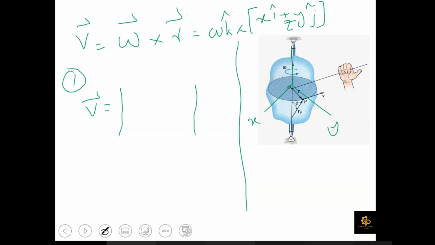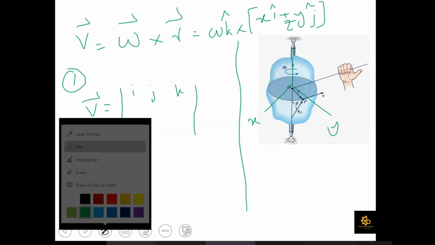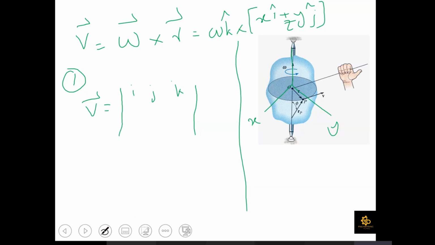What should be the first row of these determinants? ijk. It should be ijk, the unit vectors along xyz axis. So पहली रो तो आपने लिख लिया ijk. What about the second row? 0 0 omega. It should represent the components of omega. So यहाँ omega आपके पास omega k है.